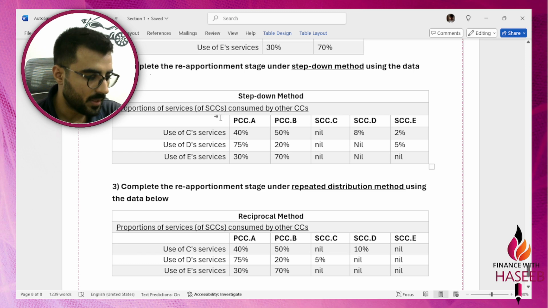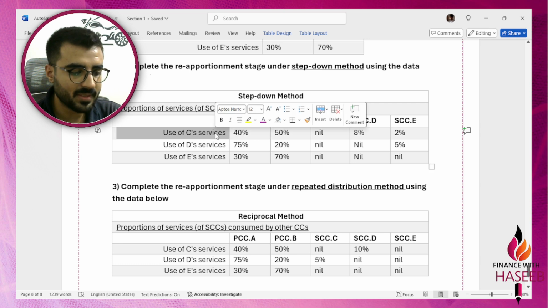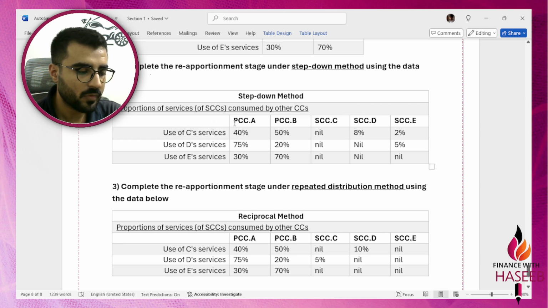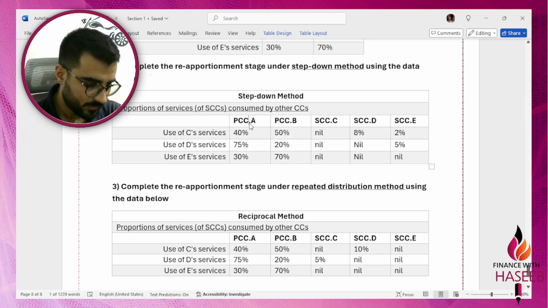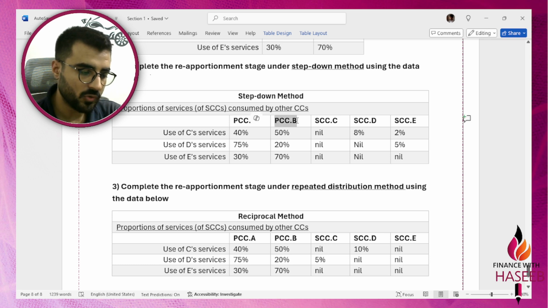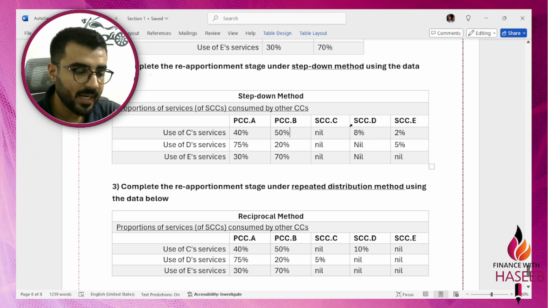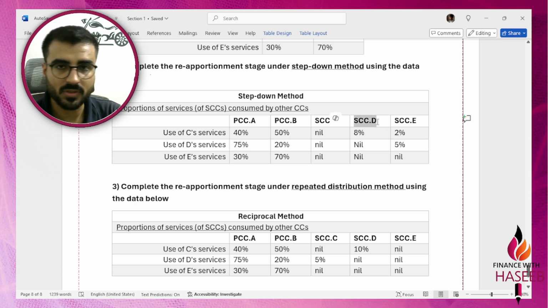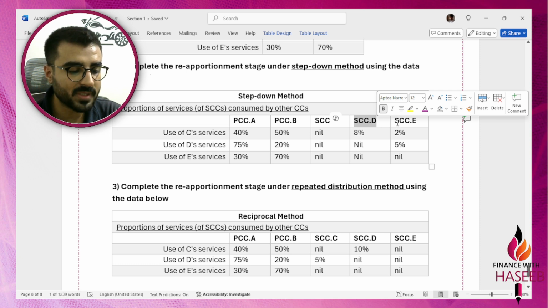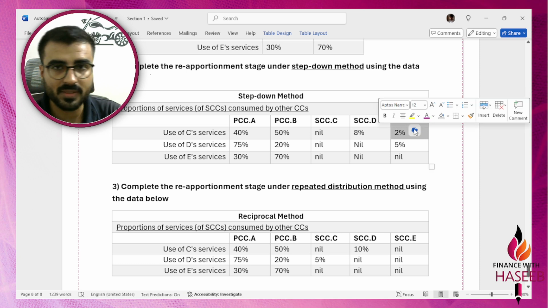Look at this data. 40% of C's services are being used by production cost center A, 50% of its services are being used by production cost center B, 8% of its services are being used by service cost center D, and 2% of its services are being used by service cost center E.